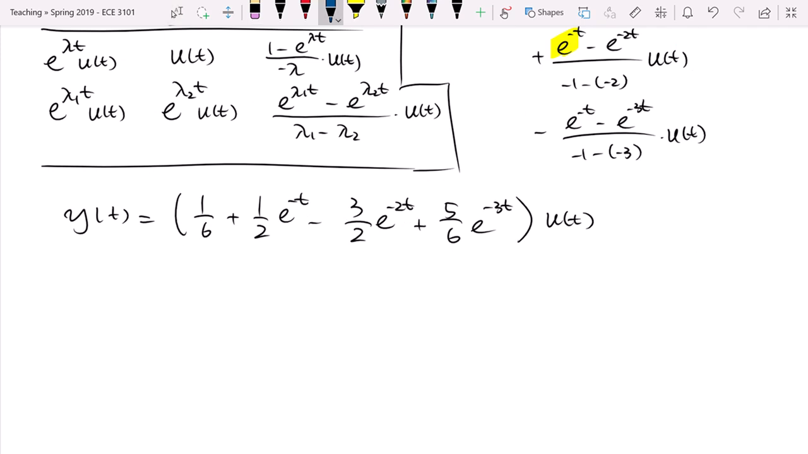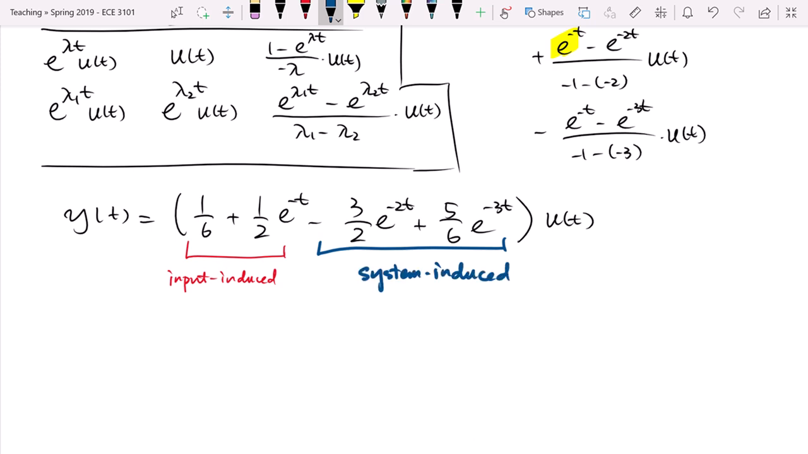And naturally, because of the way that we discussed them, it's possible to divide these into two groups. This is sort of the input induced, and the second group is sort of system induced. Because the system itself has e to the negative 2t and e to the negative 3t. The constant term and the e to the negative t come from the input. Okay.